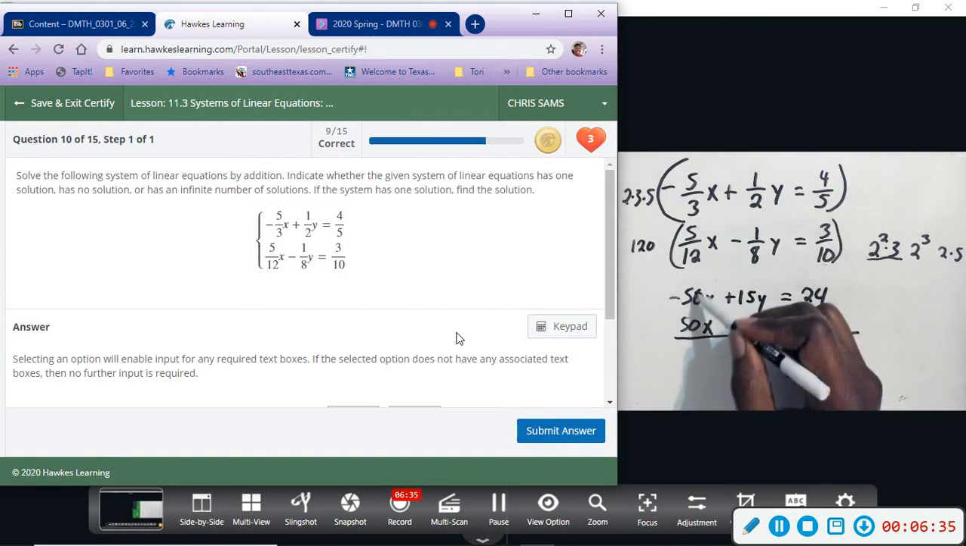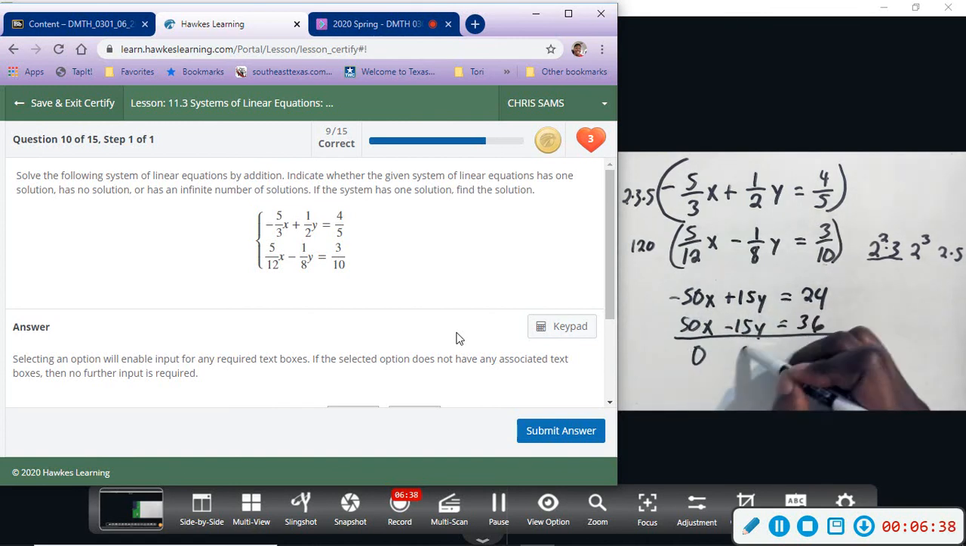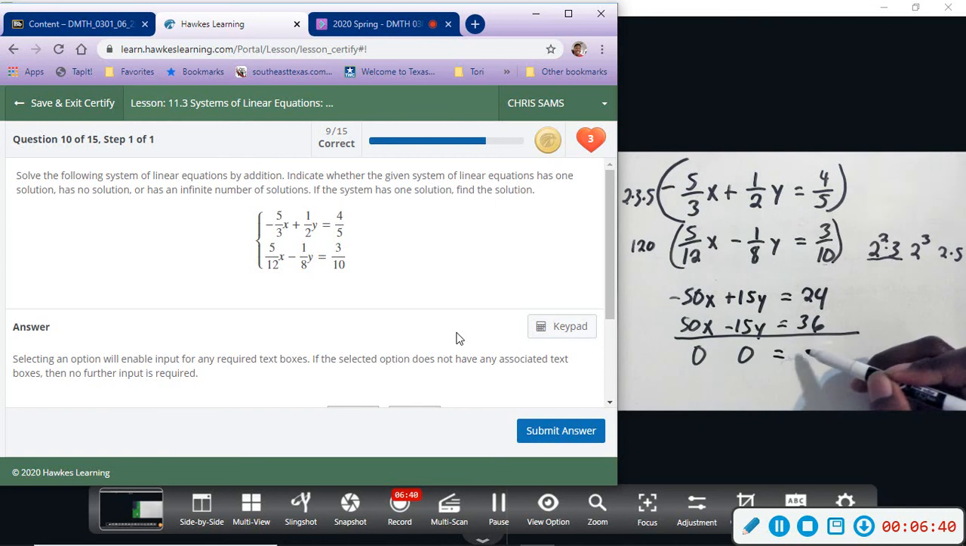Alright, opposites, so they go to 0. Opposites go to 0, equals 60. And 0 is not equal to 60. So this is false. So that means that there's no solution for this one.